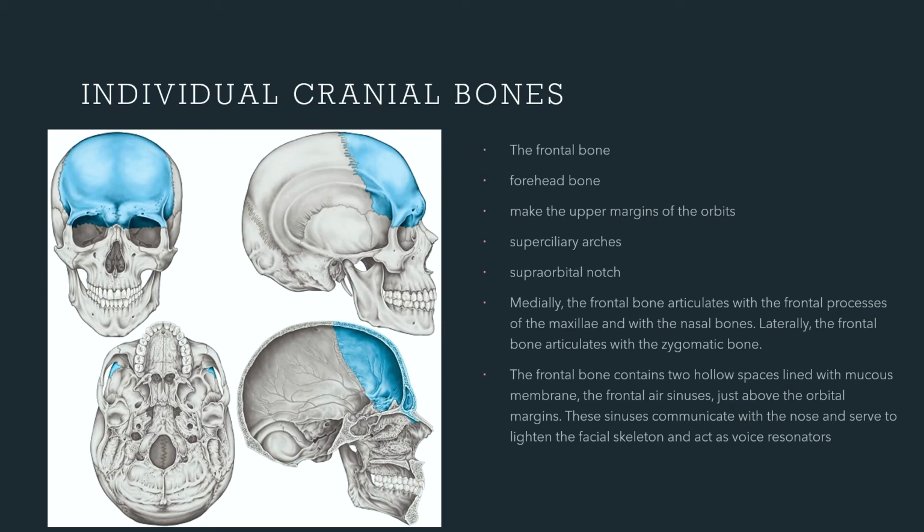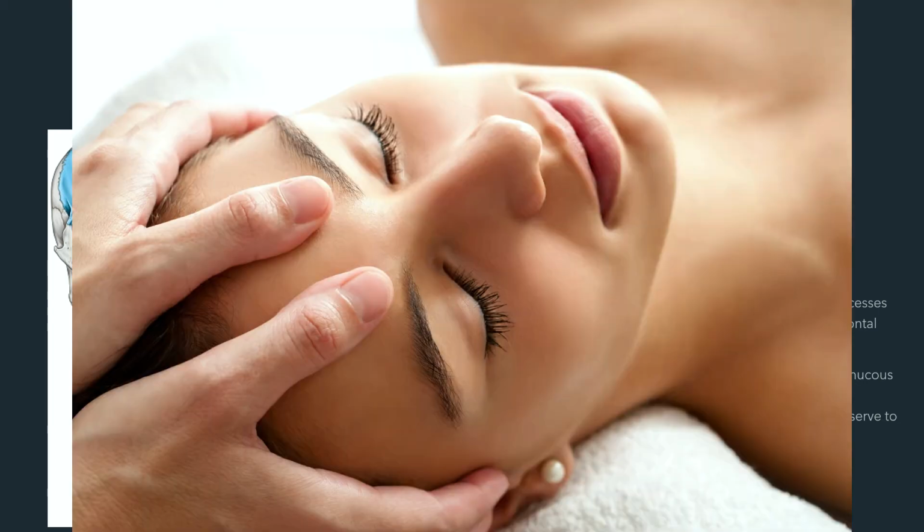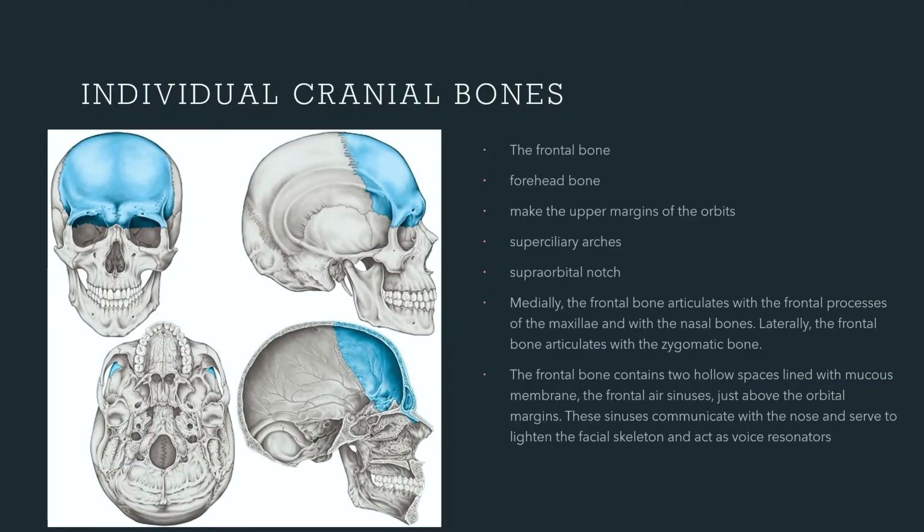Medially, the frontal bone articulates with the frontal processes of the maxilla and the nasal bones. Laterally, the frontal bone articulates with the zygomatic bone. One highlight of the frontal bone is that it contains two hollow spaces lined with mucous membrane, the frontal air sinuses, just above the orbital margins. These sinuses communicate with the nose and serve to lighten the facial skeleton and act as voice resonators. Sometimes when you massage this area, you can feel relieved. And when it's clogged up due to sinusitis, it's really difficult.